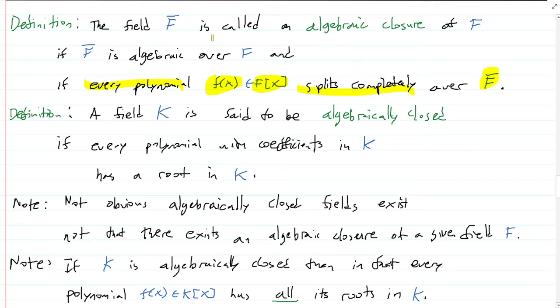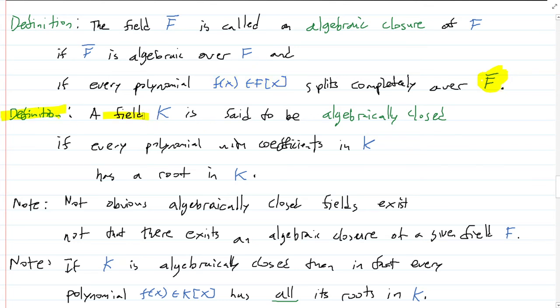So what is this saying? This extension F bar is some extension of the base field F. It's called an algebraic closure if, first of all, it's algebraic, and second of all, any polynomial with coefficients in F splits completely over this new field F bar. Basically, give me any polynomial with coefficients in the ground field, and I can find all of its roots in this algebraic closure. So that's what algebraic closure means.